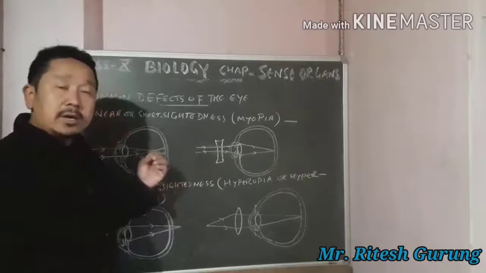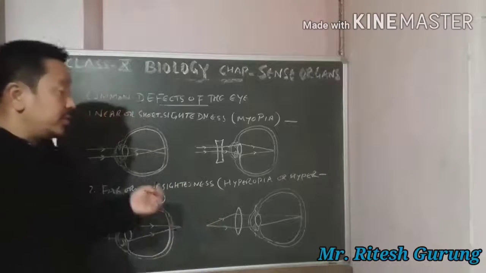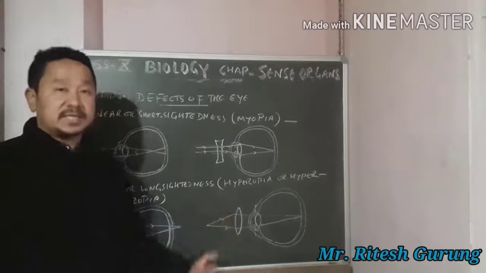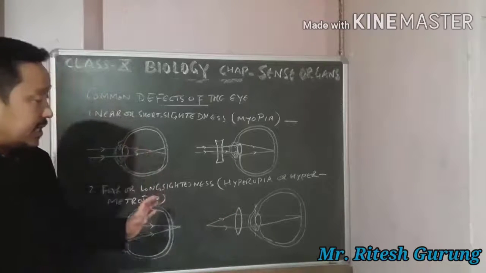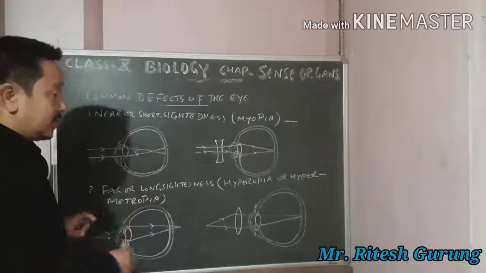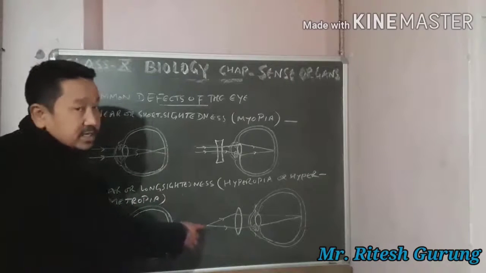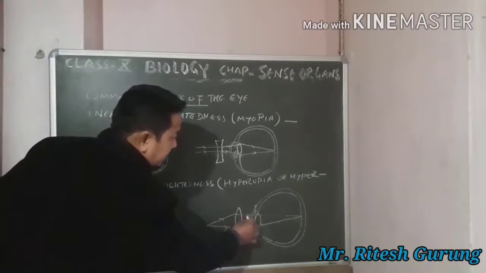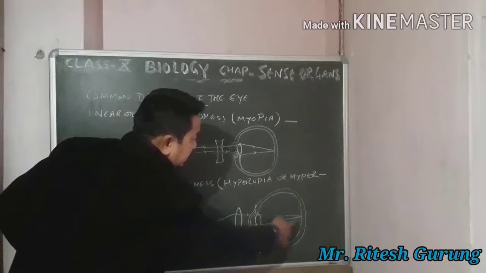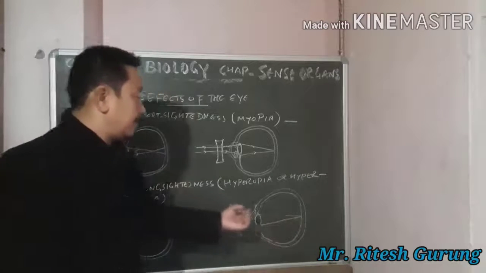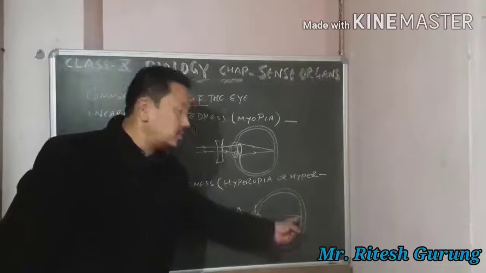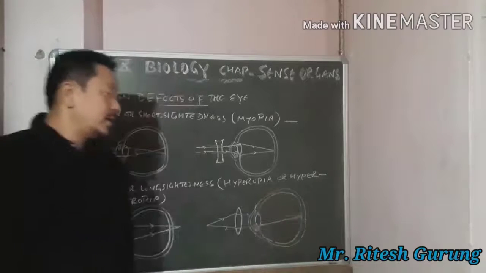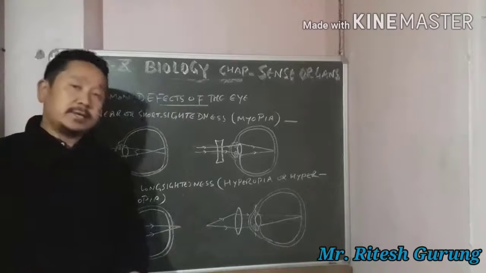In order to correct that problem, we need to wear a convex lens. Once we wear a convex lens, the light rays coming from the object will be converged here like this, and the image is formed on the retina. That way this problem can also be corrected.